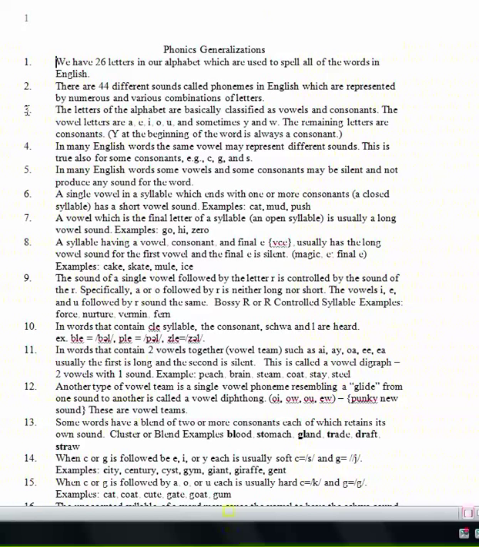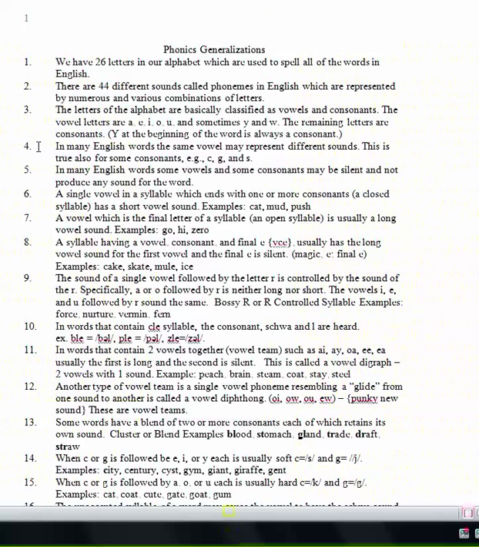Number 3. The letters of the alphabet are basically classified as either vowels or consonants. The vowel letters are A, E, I, O, U, sometimes Y, and sometimes W. Y is only a consonant when it is in the initial onset position. The remaining letters besides A, E, I, O, U, sometimes Y, and W are called consonants.